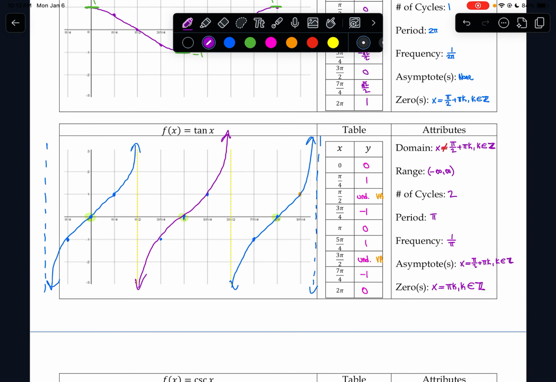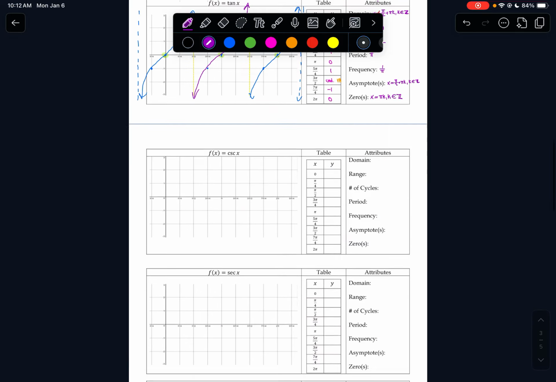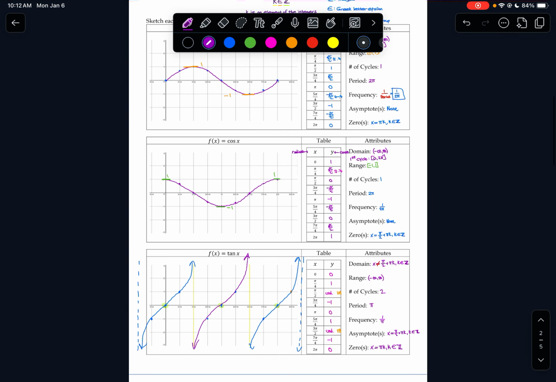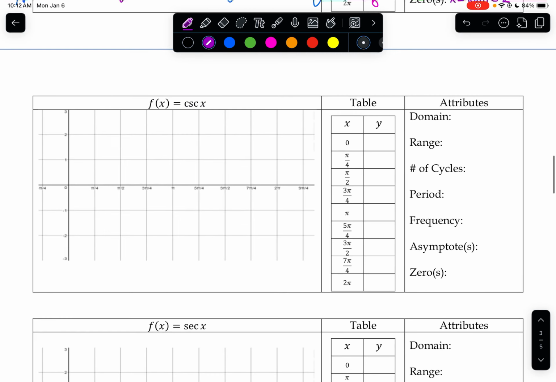Okay. All right, now moving on to the next section. So I will say these are going to be your big 3 that you've got to know. So for cosecant, secant, and cotangent, these are going to kind of follow from these 3. Okay, so now kind of getting into cosecant. So once again, we're actually going to start with the table. Actually, scratch that. No, we're not.